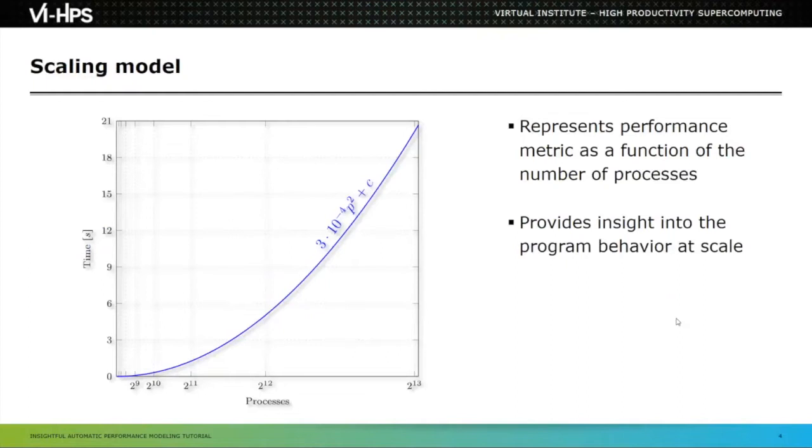So what we do with ExtraP is we create so-called scaling models. A scaling model represents a performance metric as a function of the number of processes, and then provides insight into the program behavior at different scales. We can see that here in this plot. On the left side we have the runtime of a specific function, or the total program, let's say, and on the x-axis we have the number of processes. So our scaling model shows the runtime of the program as a function of the number of processes.